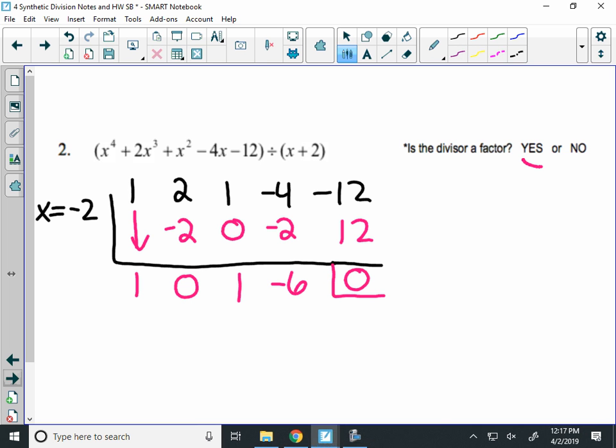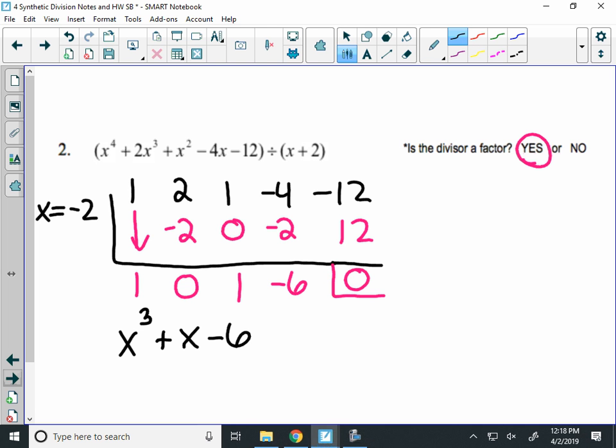That's a good thing because if my remainder is 0, is x plus 2 a divisor, or a factor? Yes. All right, so let's write our final answer. I started with x to the 4th. So this would be 1x cubed. Do I have to write an x squared if there's a 0? No. Plus 1x minus 6. You could put plus 0x squared in there, but you don't.